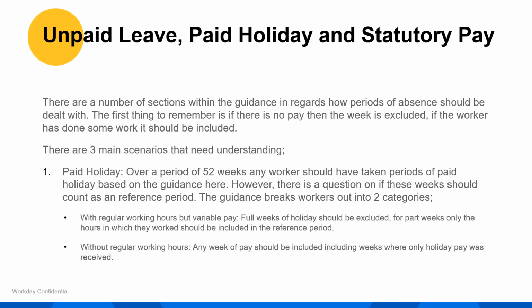And the guidance, again, breaks these down into two sets of categories of workers. So the first set is with regular working hours but variable pay. 4 weeks of holiday should be excluded. For part weeks, only hours in which the worker worked should be included. So if I've had 2 weeks off and I got paid holiday pay for it, as one of these workers, those 2 weeks should not be included in the count back. I would go back an additional 2 weeks.